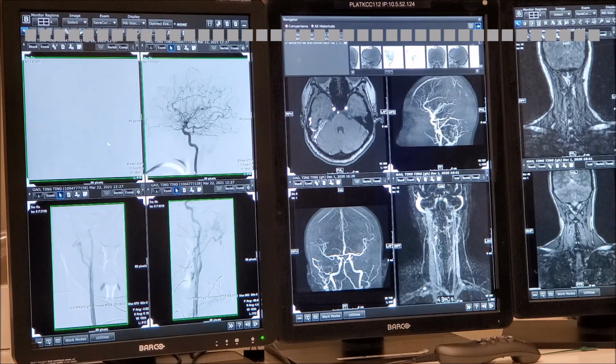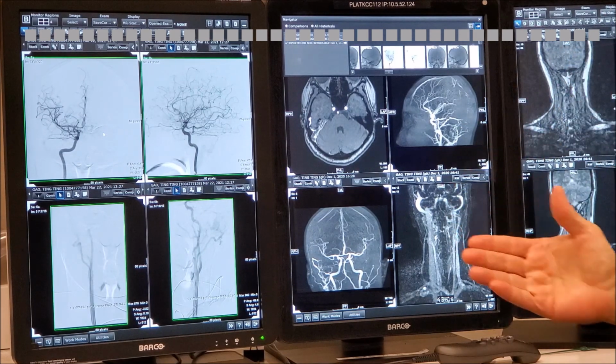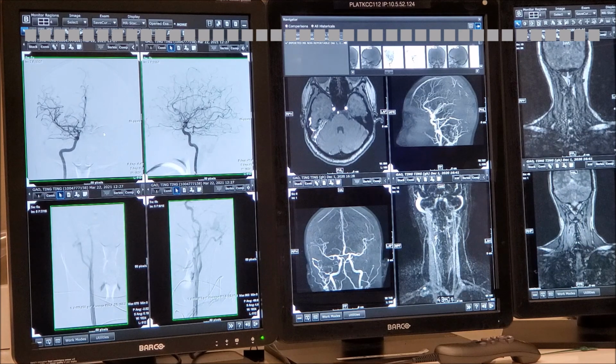How much did you inject? Usually I inject about 4 or 5 cc. Okay, don't be shy in dural fistulas to inject more contrast and for a longer time, because you want to opacify the sinus. Okay, what do you see in this injection?